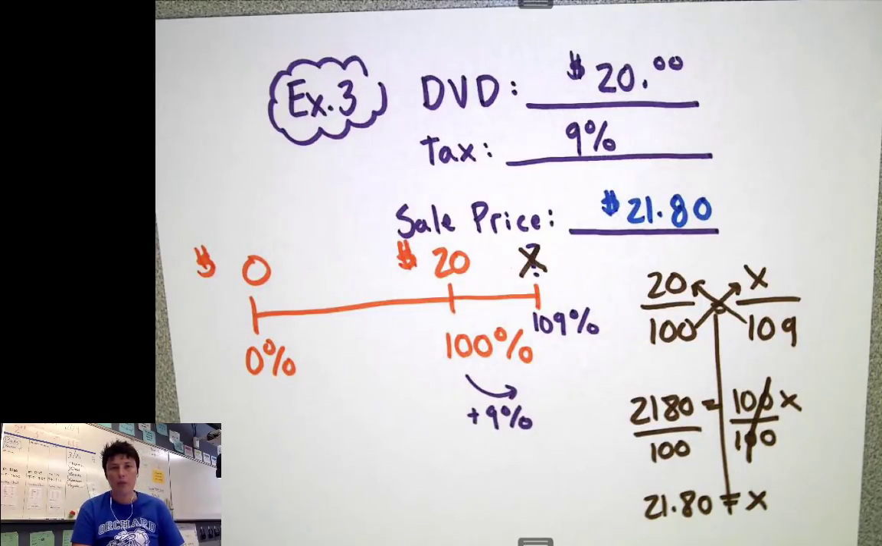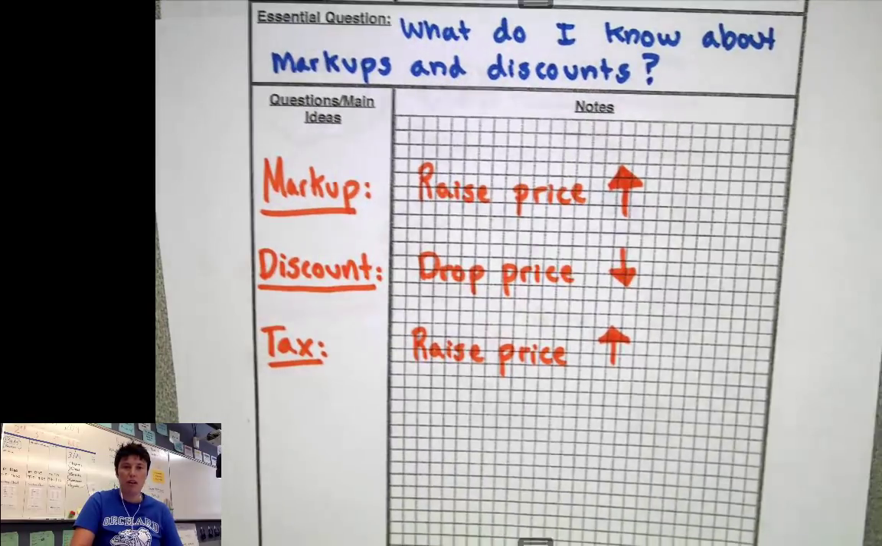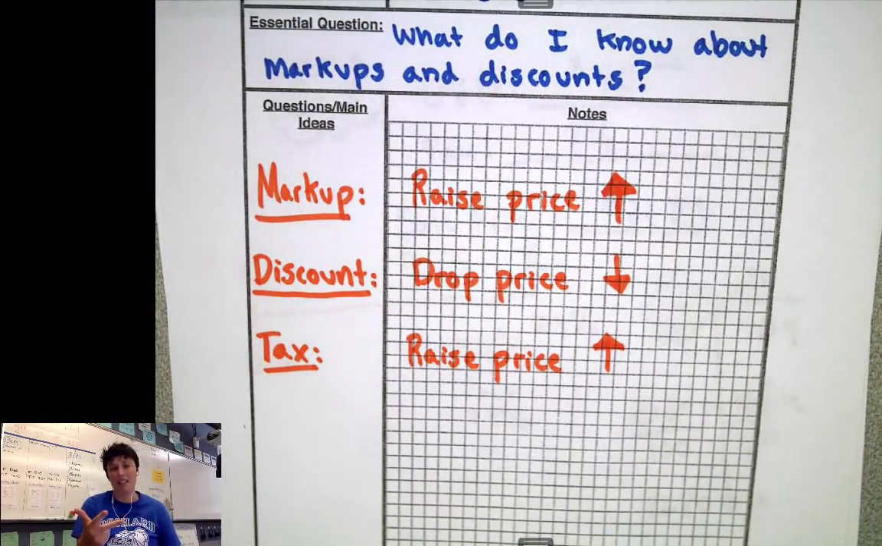And that's a really quick review for you guys, just 3 example problems. I really hope that you're understanding that there's basically these 3 concepts of markup, discount, and tax. Markup and tax both raise the price, but for good reasons, and discounts are the fun things that drop the sale price. And the more we practice this, the easier these problems get.